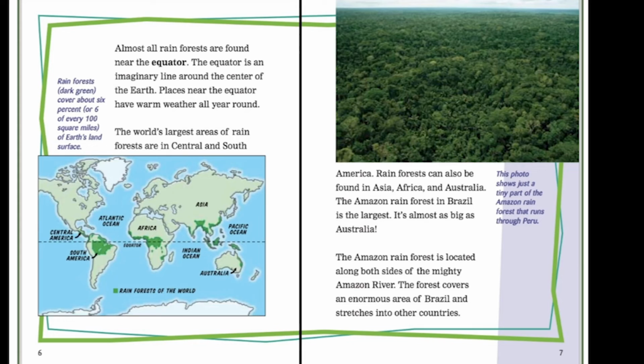The first thing on the top of page 7 is a photograph. What are we learning from this photograph? I see a wide range of deep green treetops. They look like they go on for a really long ways. I should probably check the caption to see what the author wants me to know about it.